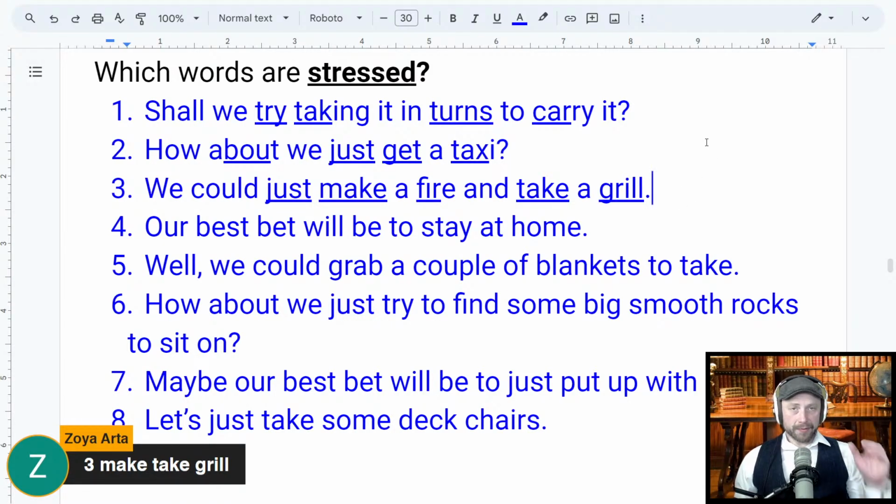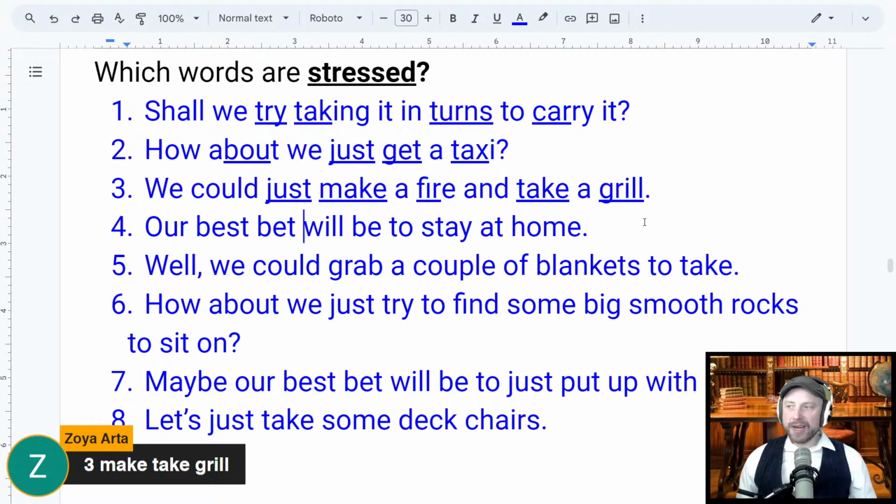General rule. Verbs, that is main verbs, nouns, not pronouns, but other nouns, and adverbs are stressed. That's the general rule. So adverbs, nouns, not pronouns, main verbs, and adjectives, actually, also. Auxiliary verbs and modal verbs are only stressed when they are negative.